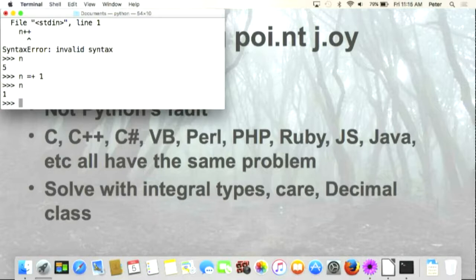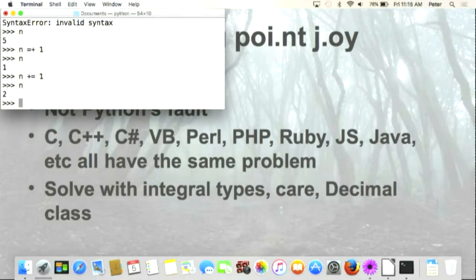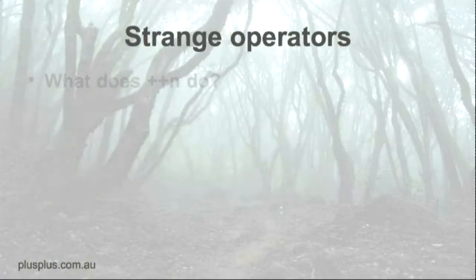Same fail in C and Perl and Java. Not in Java. Actually, no, it would be in Java if it was a primitive type. So watch out for your plus equals. It's plus equals, not equals plus. The spacing is irrelevant. That's the best I can give my C++ friends that want a plus plus operator. And that will do your increment. A couple of other scary little operators.